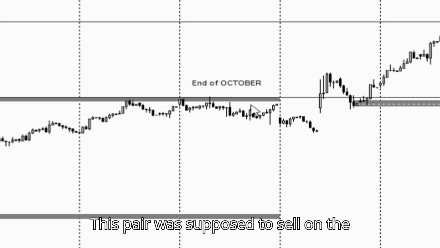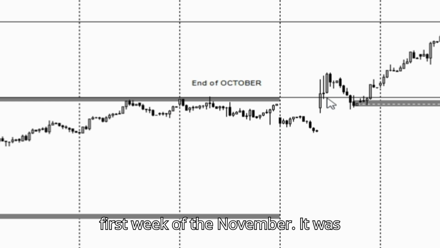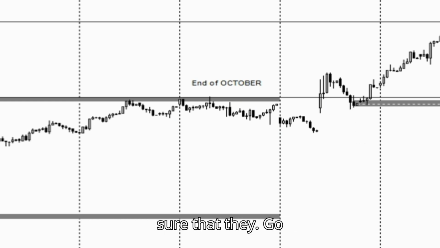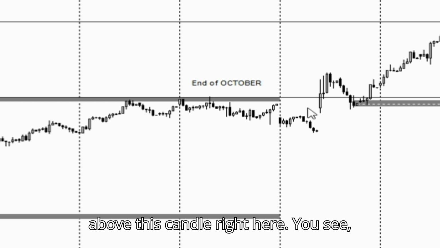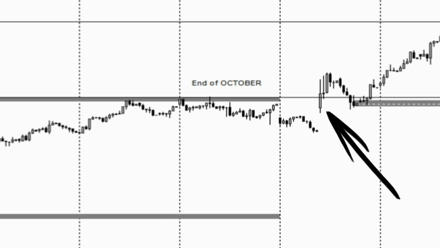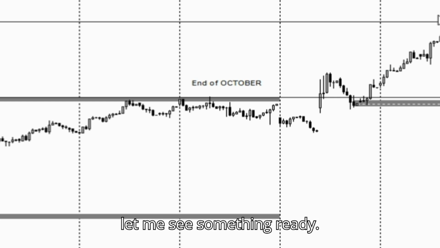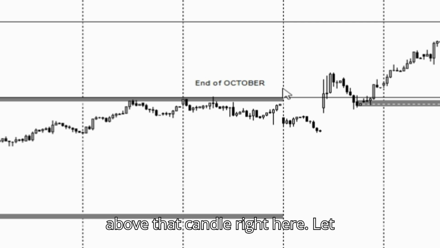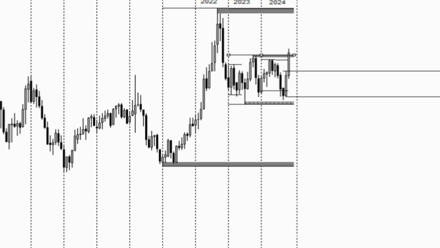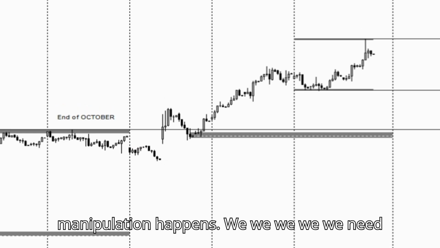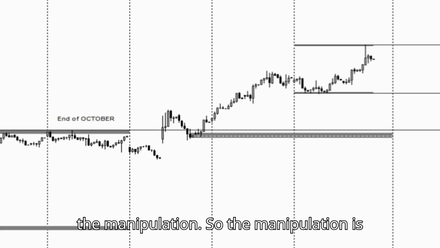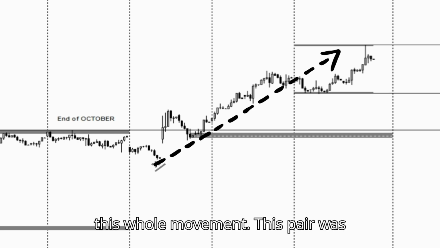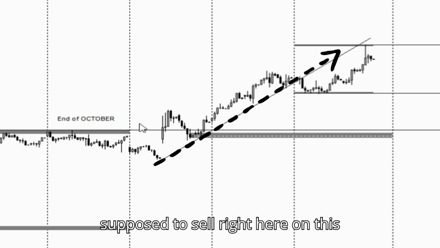This is correct. This pair was supposed to sell in the first week of November. It was supposed to drop. So what they do to you is that they manipulate you. They make sure that they go above this candle right here. Let me see something right here. Yes, they make sure they go above that candle, and this is where the manipulation happens. The manipulation is this right here. This whole movement, this pair was supposed to sell right at this point.